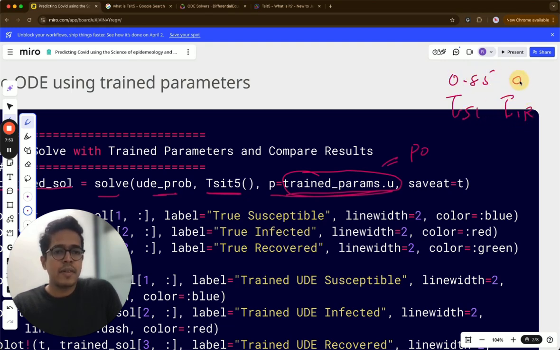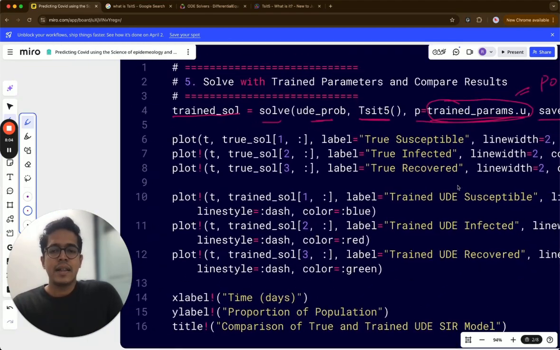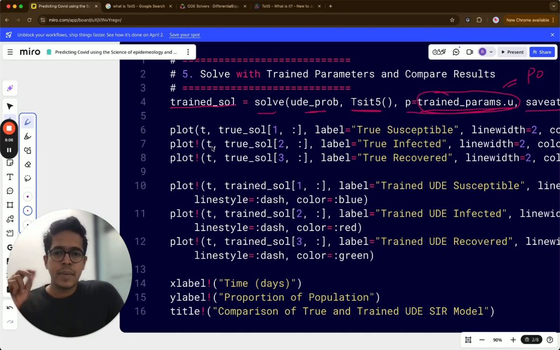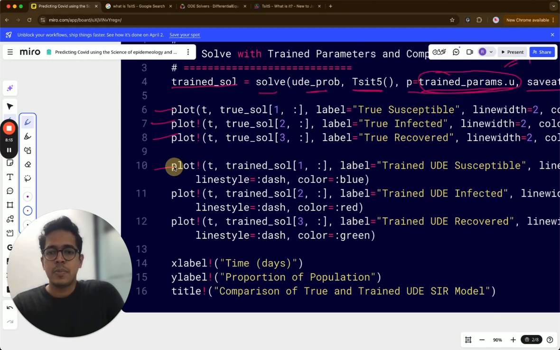This was 0.85 and this was 0.1. But now we are passing the train params.u. So train params.u is the predicted value of tau SI and tau IR, and we are saving at different time points. And then here we are making basically 6 lines. This is the true solution for S, true solution for I, true for R. This is predicted S, predicted I, and predicted R.